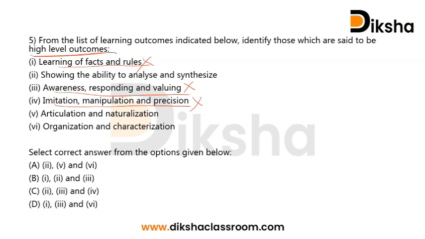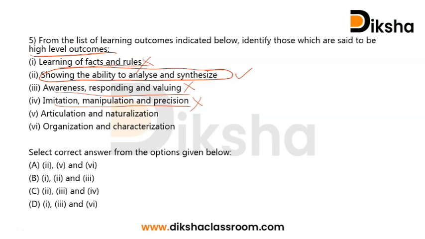Showing the ability to analyze and synthesize. Analyzing and synthesizing is an example of a higher order mental process or higher cognitive skill, which uses our complex mental processing. You have to use your maximum skill and complex mental processes if you are analyzing something or synthesizing something, if you are making something new. So it is beyond a normal level of thinking and functioning. So analysis and synthesis is an example of a higher-level outcome.